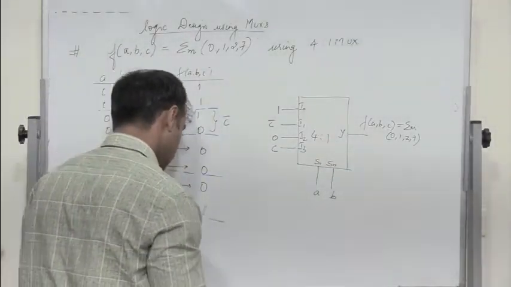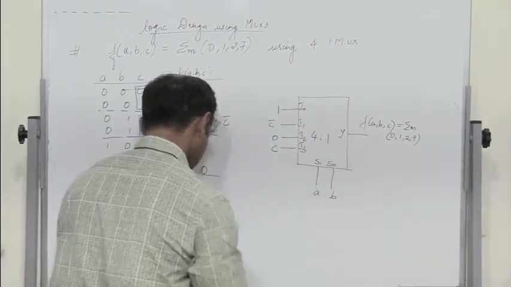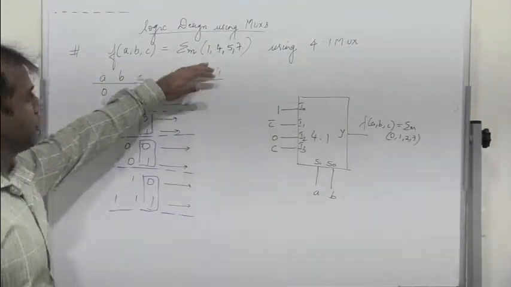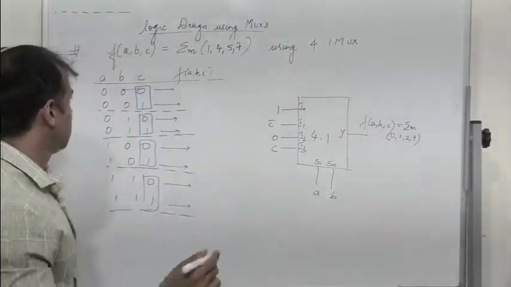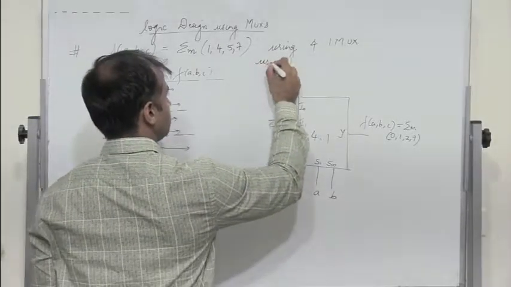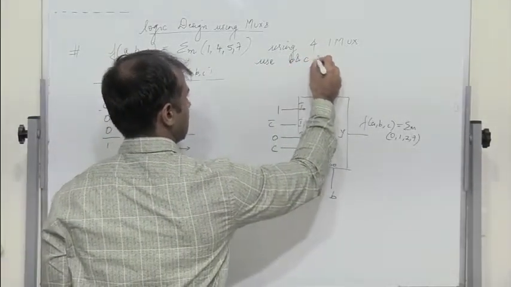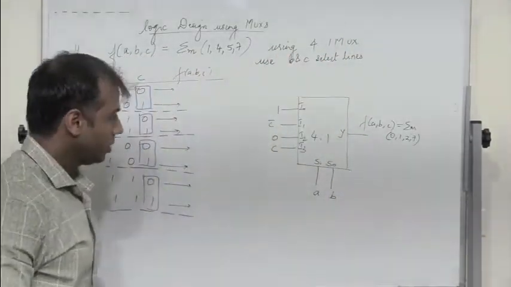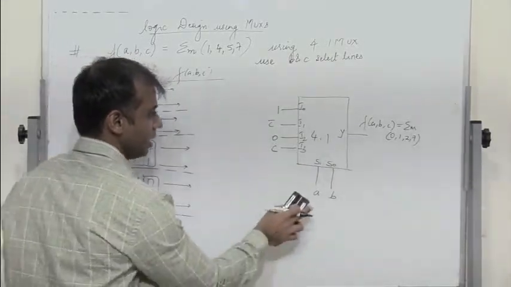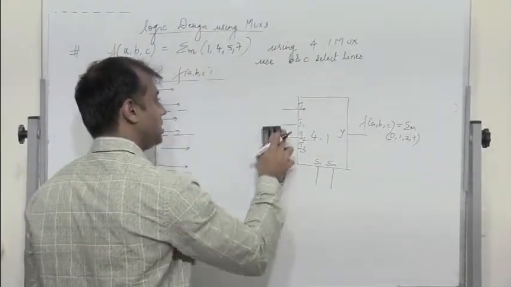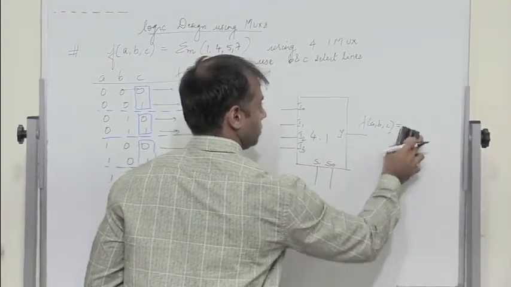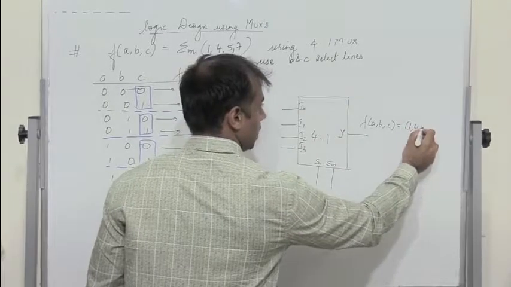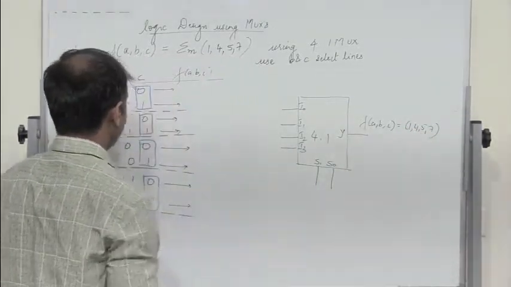So let's take another example. Implement the following function using a 4 is to 1 mux, but here we need to use B and C as select lines. So in the previous case, we had used AB as the select lines, but now we need to use B and C as the select lines. So 1, 4, 5 and 7.